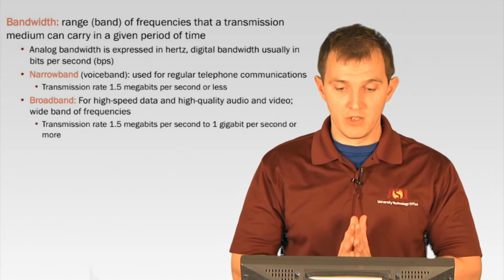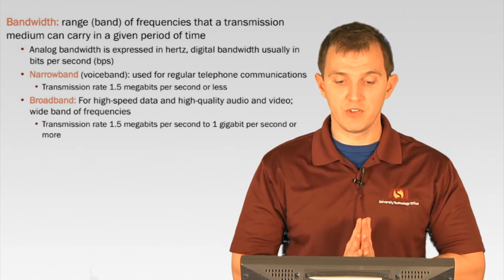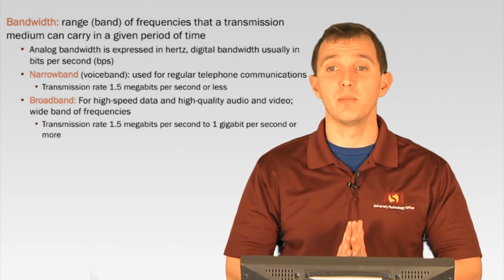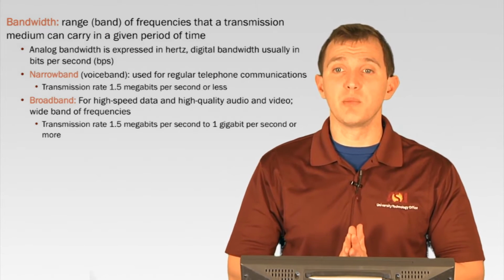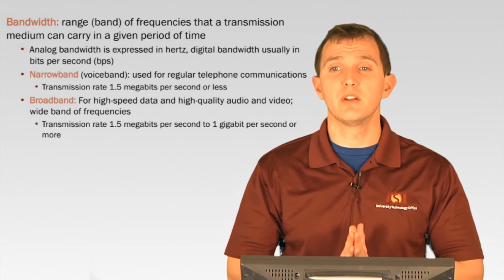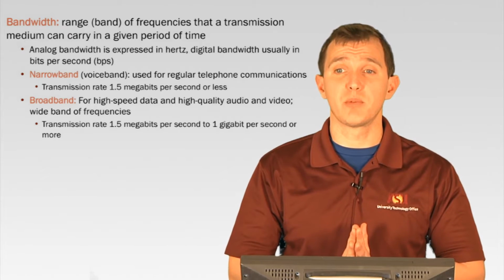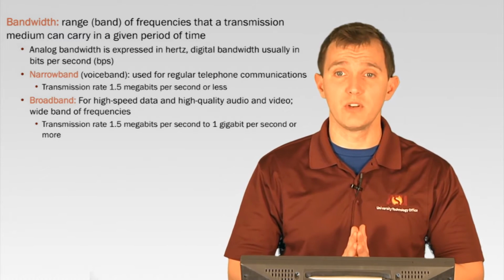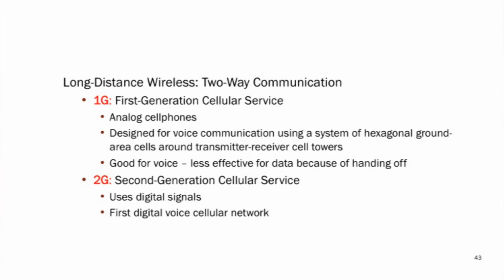So narrowband, used for regular telephone communications, has a transmission rate of 1.5 megabits per second or less, which is very, very slow. And then we have broadband for high-speed data and high-quality audio and video, with a transmission rate of 1.5 megabits per second up to 1 gigabit per second or even more. So that's the difference between narrowband and broadband.